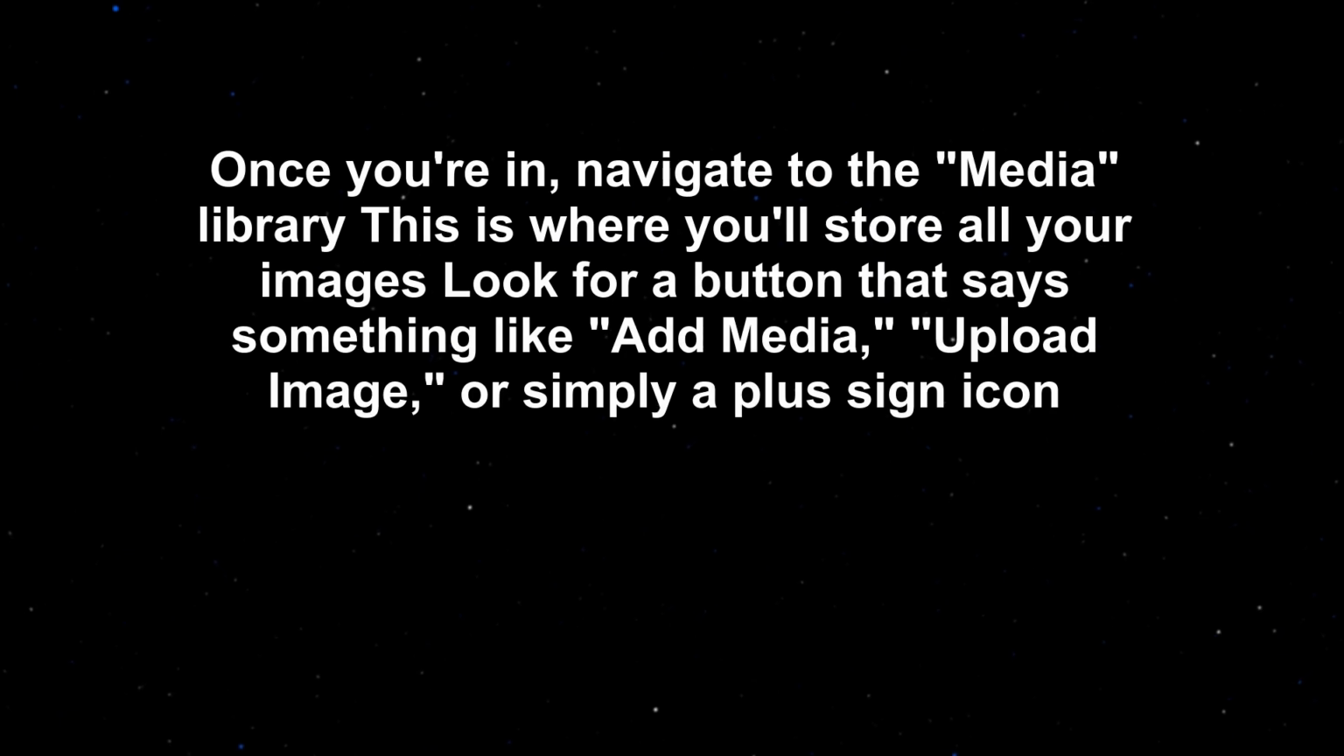First, log into your Aisensy account. Once you're in, navigate to the media library. This is where you'll store all your images. Look for a button that says something like Add Media, Upload Image, or simply a plus sign icon. Click that button, and a window will appear, allowing you to select the image file from your computer.